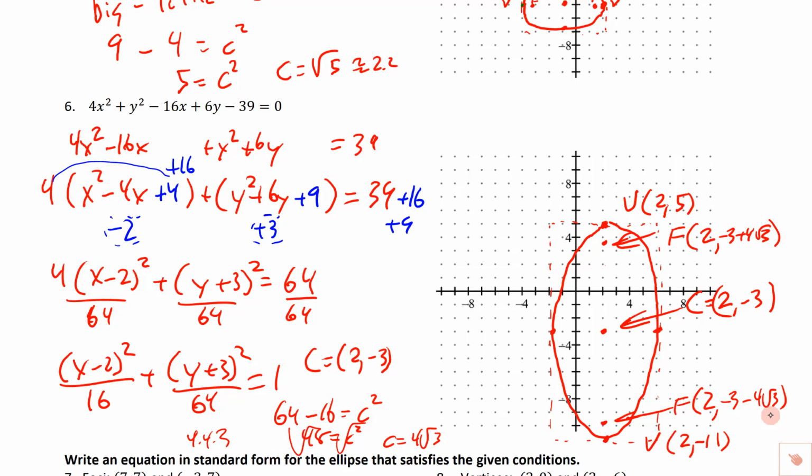And I do just want to make a quick comment about this. I labeled this one as a vertex to start off with. That's a pretty common thing when people are graphing.